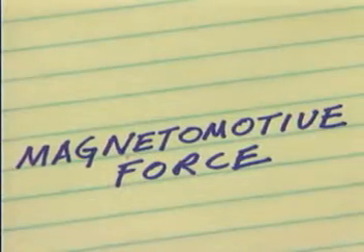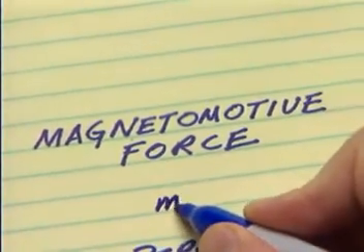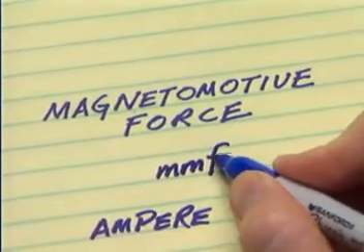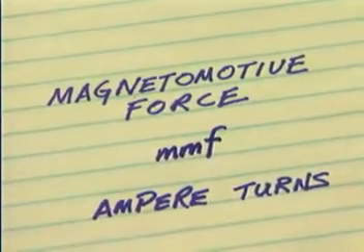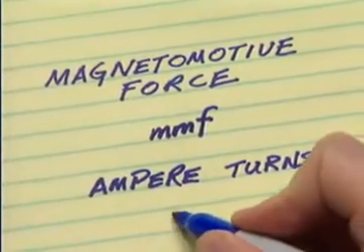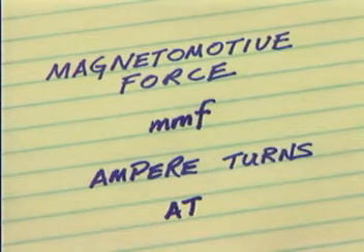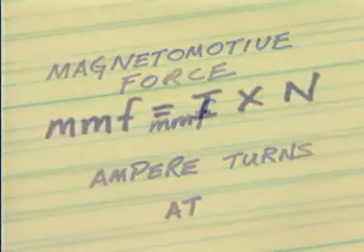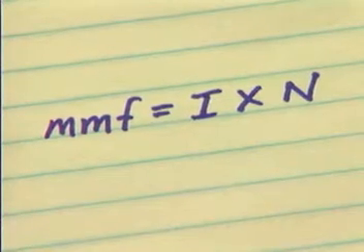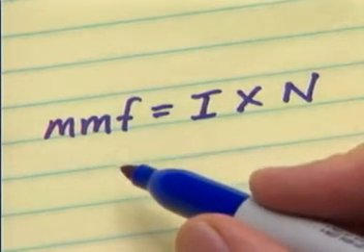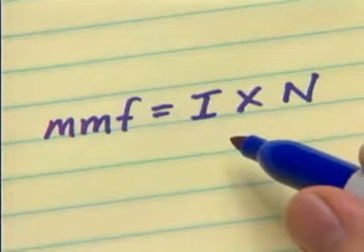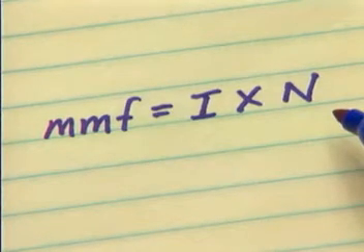In order to compare the magnetic strength of different coils, the magnetizing force must be determined. This force, caused by the current flowing through the coil, is called the magnetomotive force, abbreviated mmf. The unit of measure for magnetomotive force is ampere turns, abbreviated AT. The magnetomotive force can be found using this formula: mmf equals I, the current in amperes, times N, the number of turns.